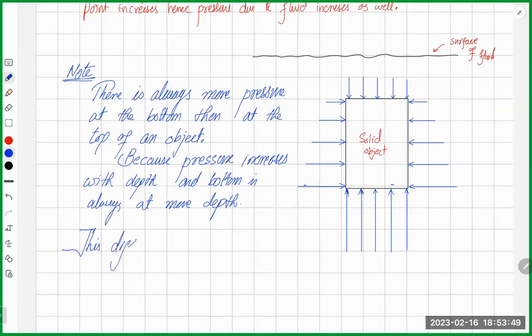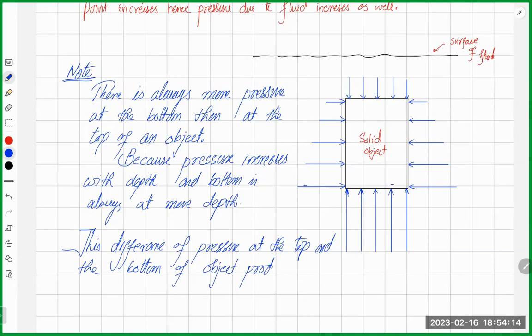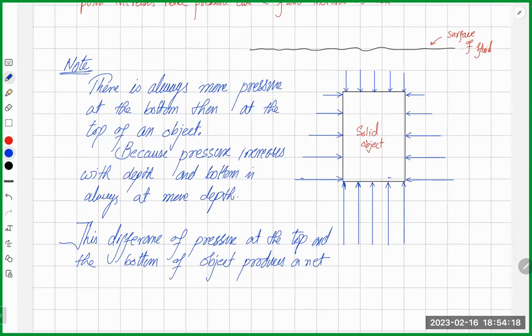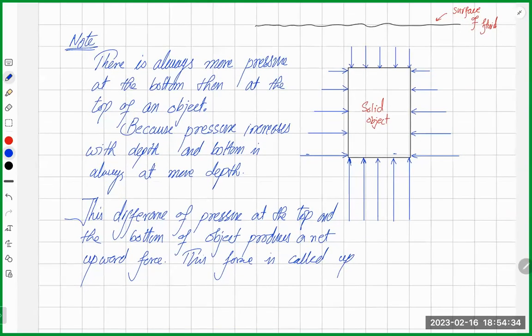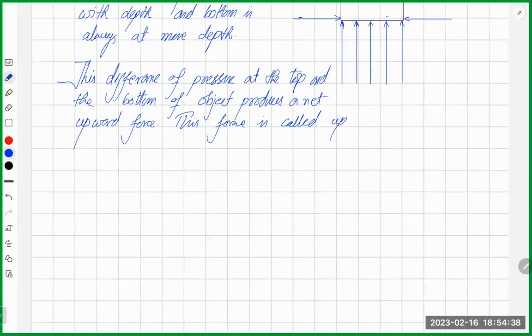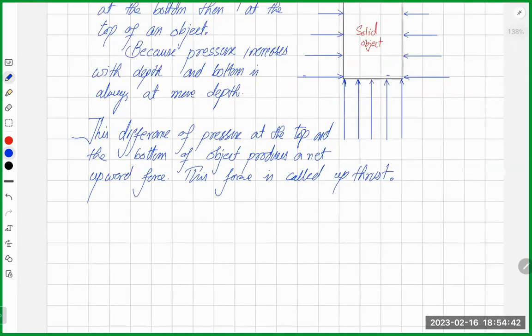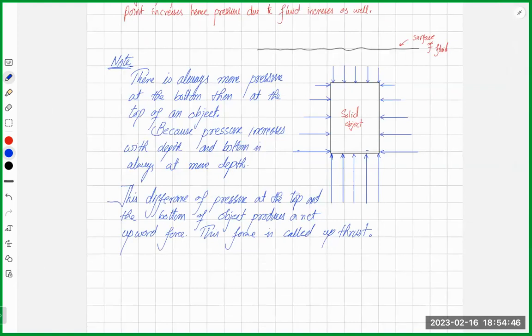This difference of pressure at the top and the bottom of the object produces a net upward force. This force is called upthrust. So upthrust is a force that is caused by the pressure difference at the top and the bottom of an object.